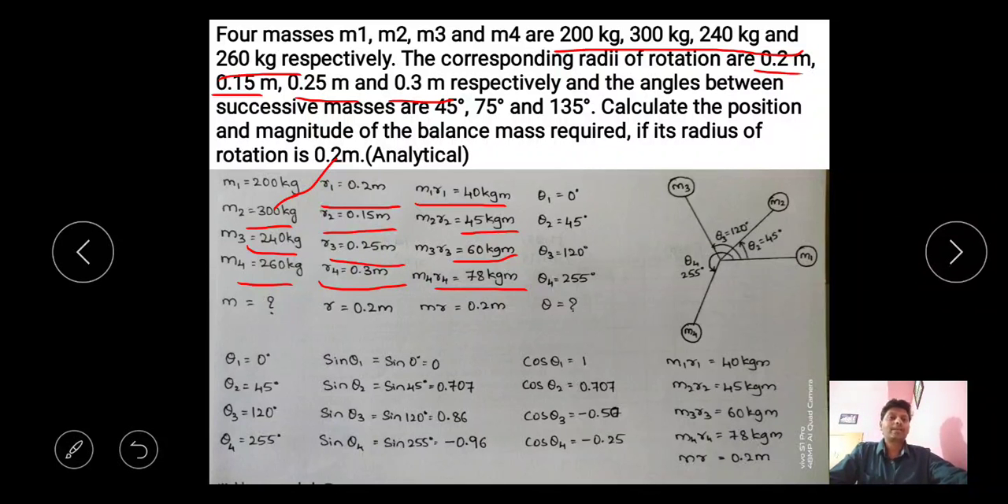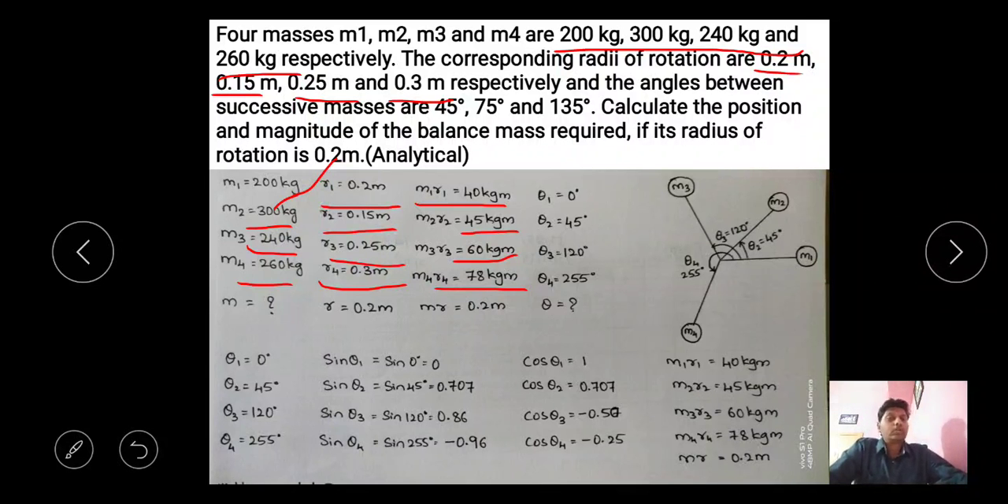Now the angles are given. We have a time constraint, because of that I could cover only this much. If I start covering the angles in the next part, it will take around half an hour, so we'll continue this part of the lecture in the next video.